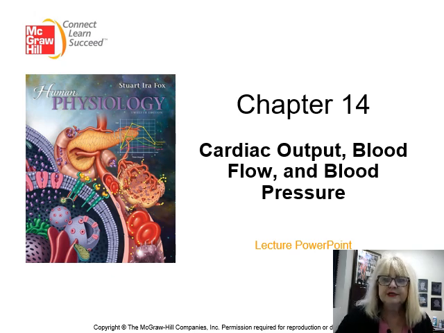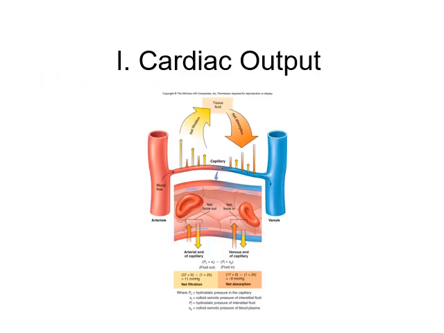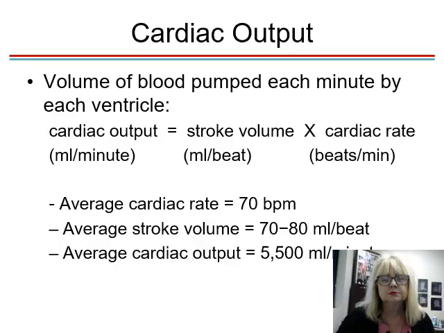Chapter 14 is cardiac output, blood flow, and blood pressure. So the cardiac output is the volume of blood pumped each minute by each ventricle. So cardiac output equals the stroke volume times the cardiac rate.